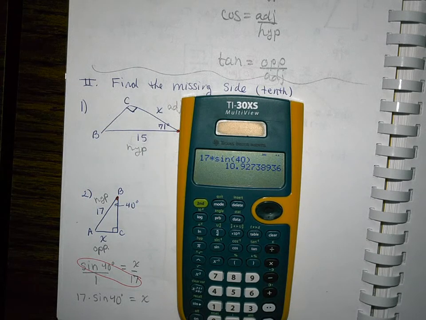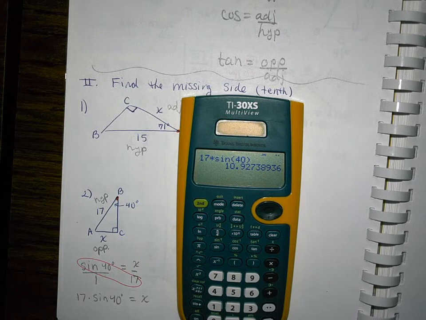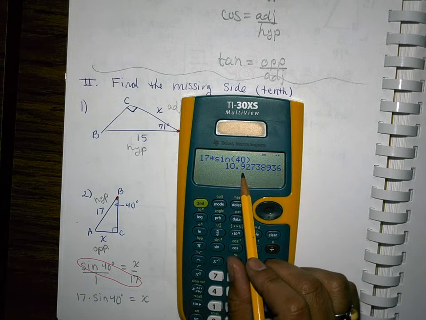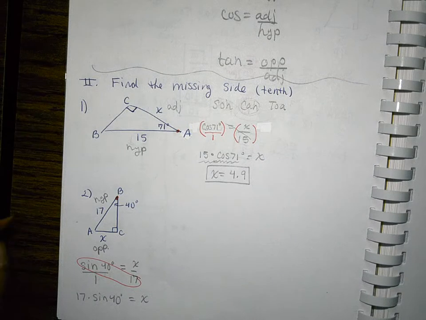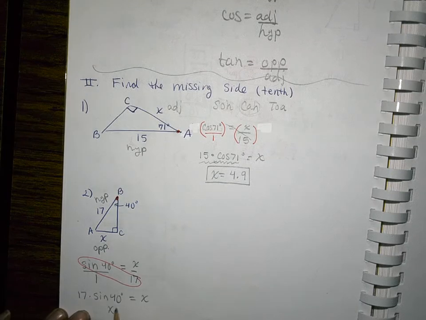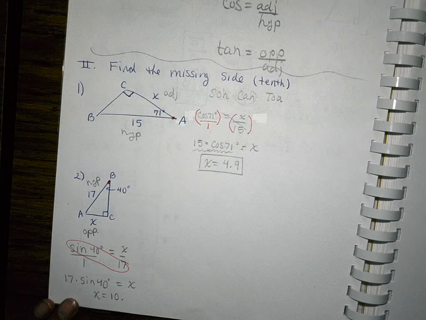All right, nearest tenths place, 10.92. So does that 9 change or does it stay 9? Since the 2 is smaller than 5, it's going to stay 9, so 10.9 is the answer. X equals 10.9.